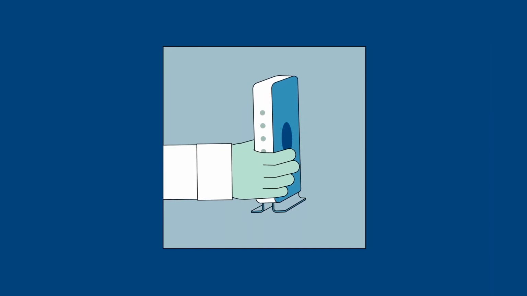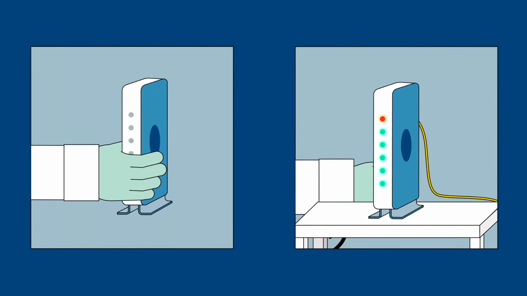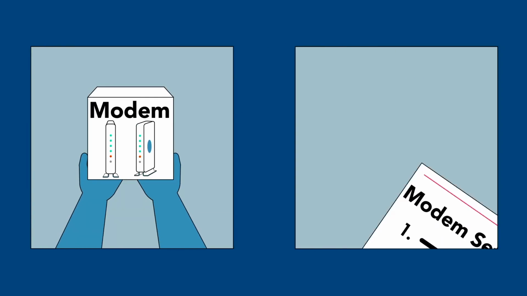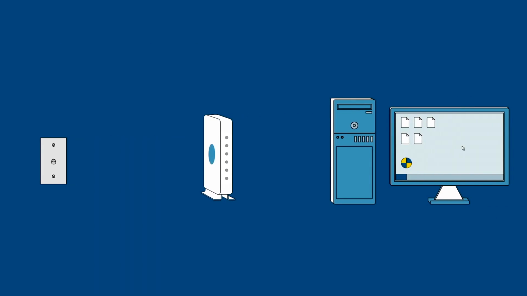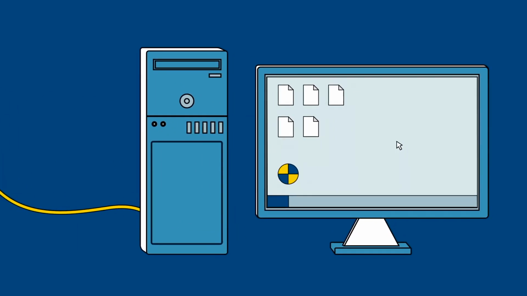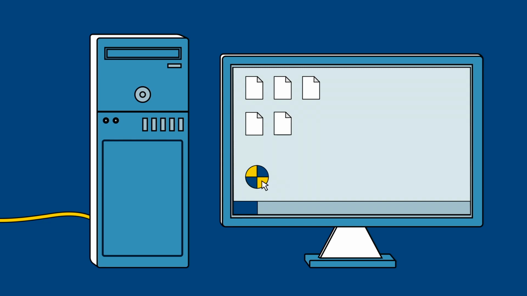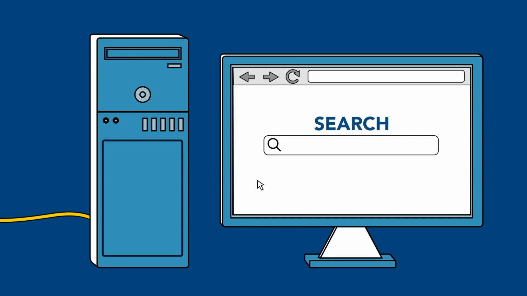Your ISP may also give you a modem and set it up for you. But if you prefer, you can buy a modem from a computer store and use the included instructions to set it up yourself. These instructions will vary, but the basic idea is that you'll connect the modem to your phone jack or cable TV connection, and then connect your computer to the modem using an Ethernet cable. Once you have everything set up, you can open your web browser and begin using the internet.